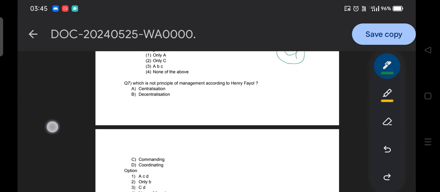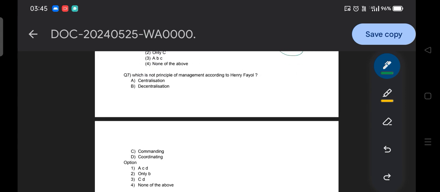Then moving to the next question. Question number 7, which is not a principle of management according to Henry Fayol, and the time starts now. And guys, the time is off here, okay? So, not a principle of management according to Henry Fayol.